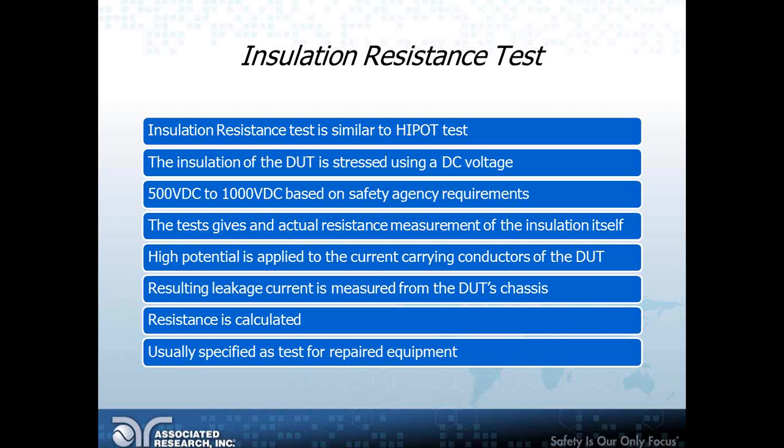So when this test is run, once the capacitive portion of the insulation has charged, the only leakage current flowing through the insulation will be resistive in nature, and thus it will allow the user to measure an insulation resistance value. Also, the insulation resistance test is run in much the same way as the Hipot test. The high potential is applied to the current carrying conductors of a device and the return point of the circuit to the chassis, just like the Hipot test.